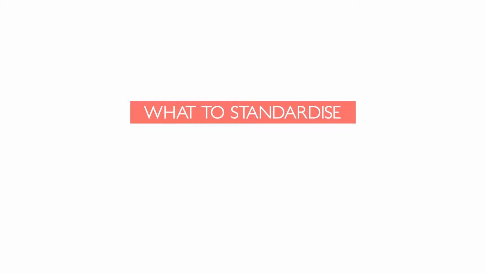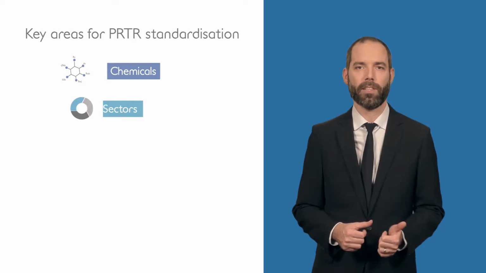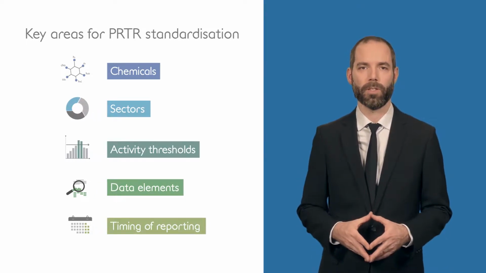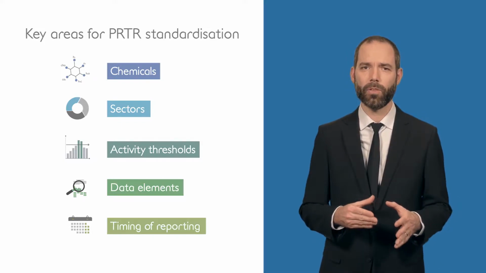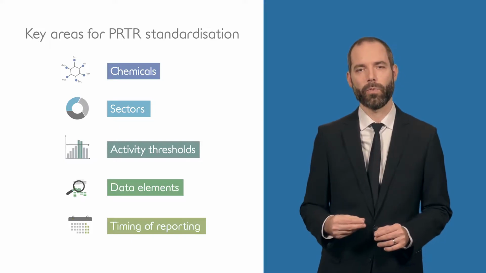Without standardization, countries may lose the opportunity to contribute to and learn from these types of global assessments. The key areas for PRTR standardization include chemicals, sectors, activity thresholds, data elements, and the timing of reporting. We'll discuss how to go about standardizing each of these areas of the PRTR, starting with chemicals.